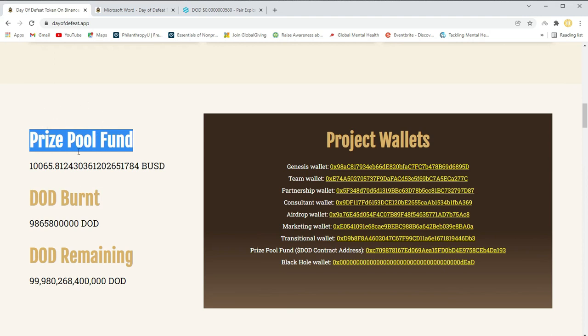If neither of the 3 conditions that have been set to open up this price pool fund has been met, then this price pool fund will automatically be opened by the smart contract after 5 years. So that means that everybody that will be holding DOD at that point will be able to exchange their DOD for BUSD. I hope we all now understand our DOD model.